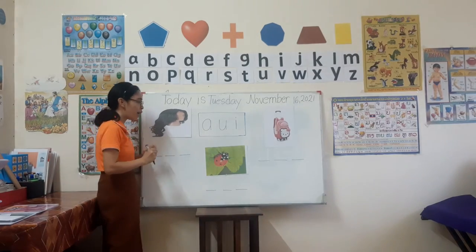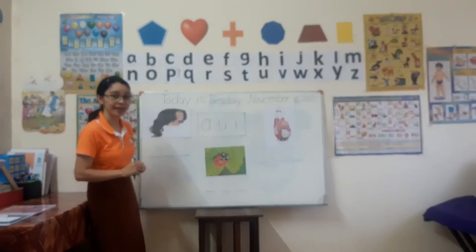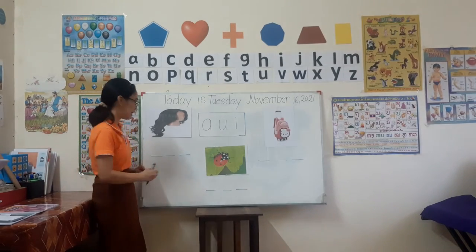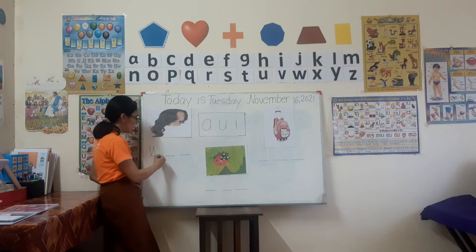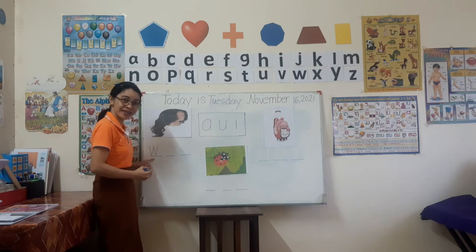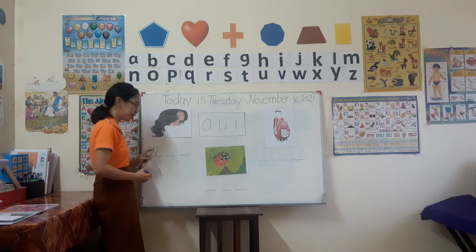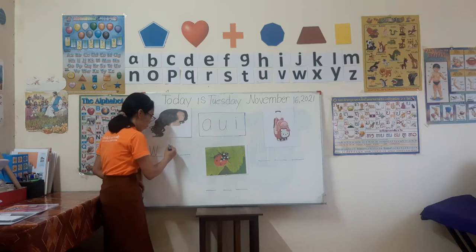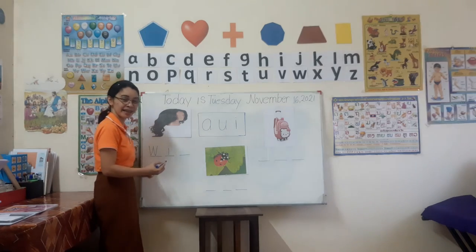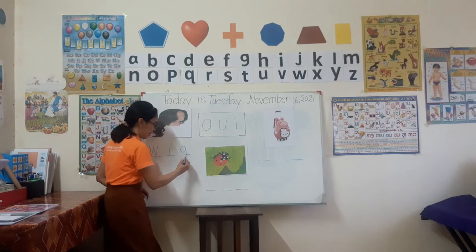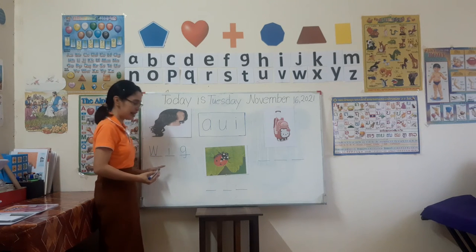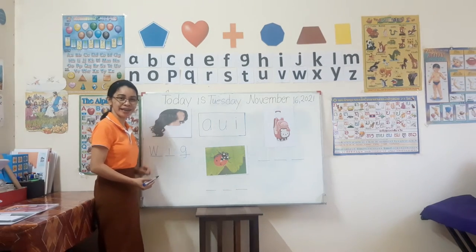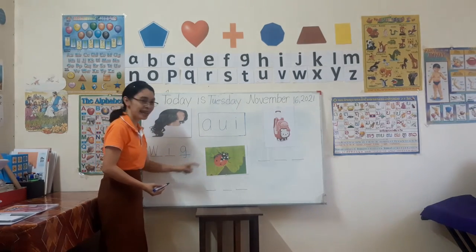So how to write the word wig? W, this is the W, yes, the W says w. Then i. Then g, this sound g. W-i-g. Wig. Yes, wig.